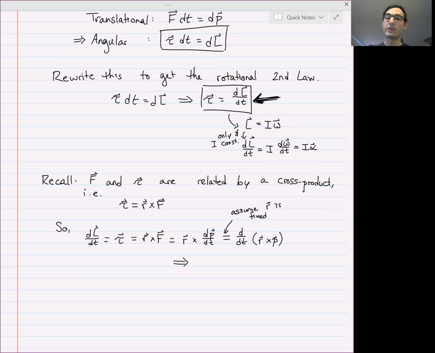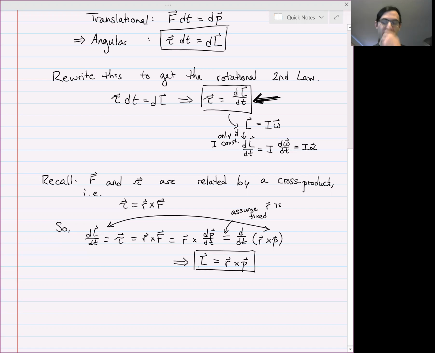So for simple systems, we can then write that this is relating these two things back to each other, that L is just r cross p. And so this is just to say that just like how torque is r cross F, L is r cross p. So you take the momentum vector and you cross it with this new vector r.